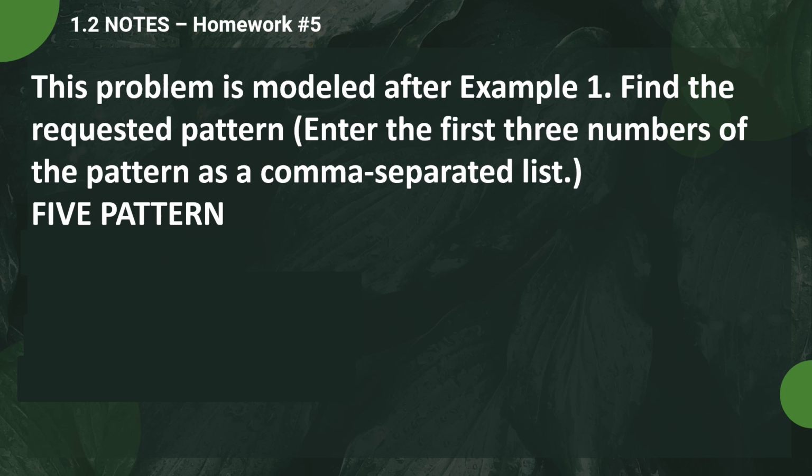So you have to go through the text, read the online text, and then find example 1. Then it says find the requested pattern, enter the first 3 numbers of the pattern as a comma separated list. And then it just says 5 pattern. So it's just like, what in the world are they talking about? Okay, so I'm going to walk you through what the 5 pattern is. They give you an example, and example 1 in the textbook is the 9 pattern.